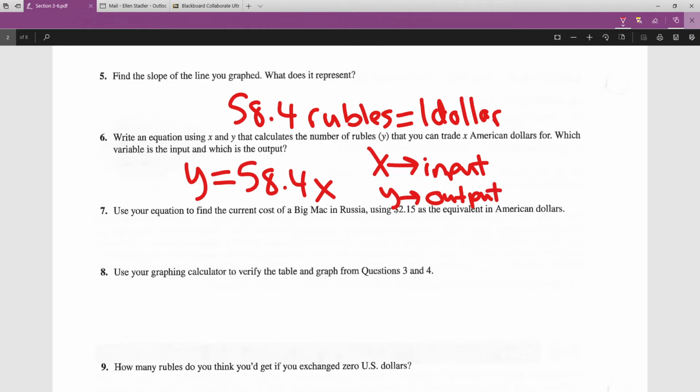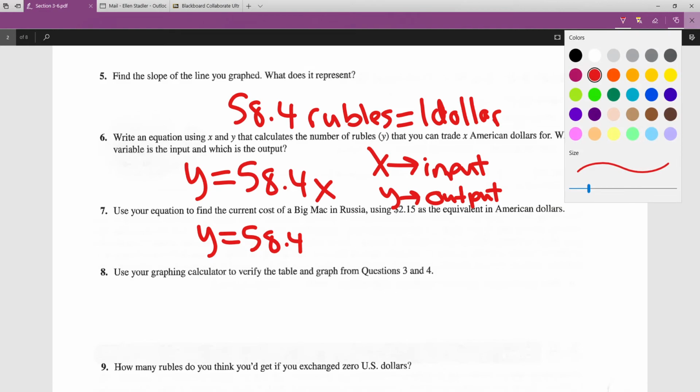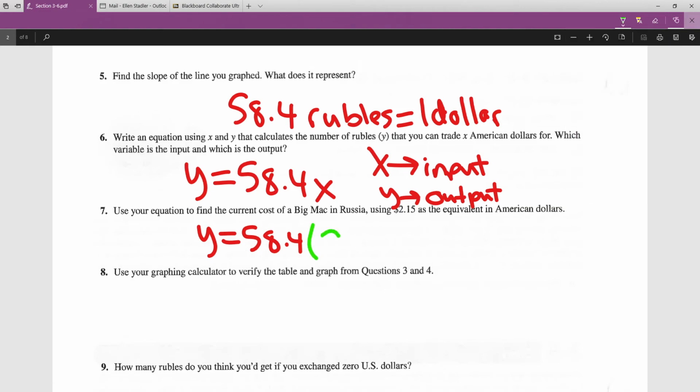Number 7 asks us to use the equation to find the current cost of a Big Mac in Russia using $2.15 as the equivalent in American dollars. So I am going to write the equation that we had, but I'm going to replace X with the input, the $2.15. So it's going to be Y equals 58.4, but then in place of X, I'm going to put what X is equal to, 2.15.